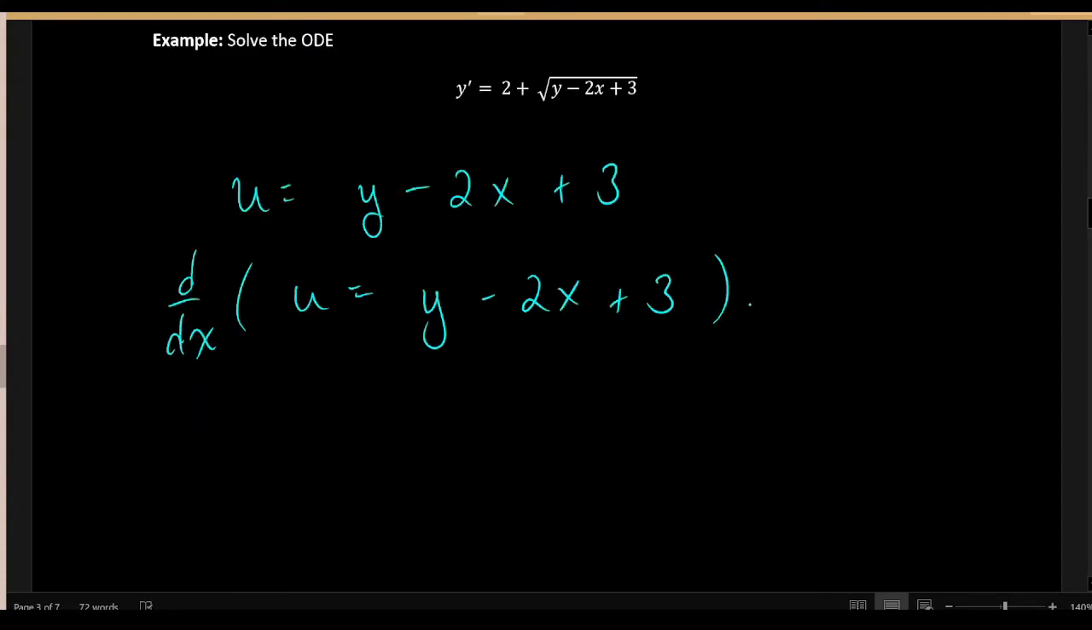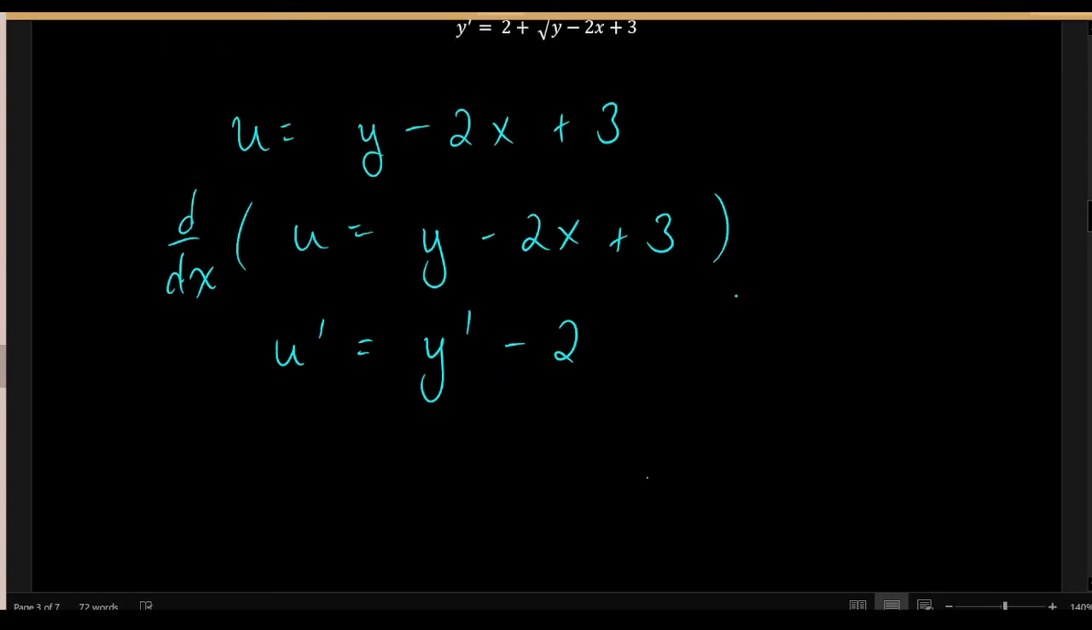If I do that, then the derivative of u with respect to x would be u prime. The derivative of y with respect to x would be y prime. But I have to be a little bit careful with these terms in the back. The derivative of 2x with respect to x would be negative 2. The derivative of 3 with respect to x will vanish. So as a consequence of that, y prime would be equal to u prime plus 2.